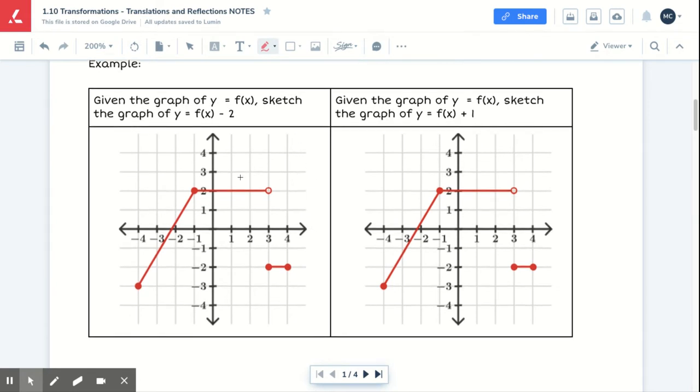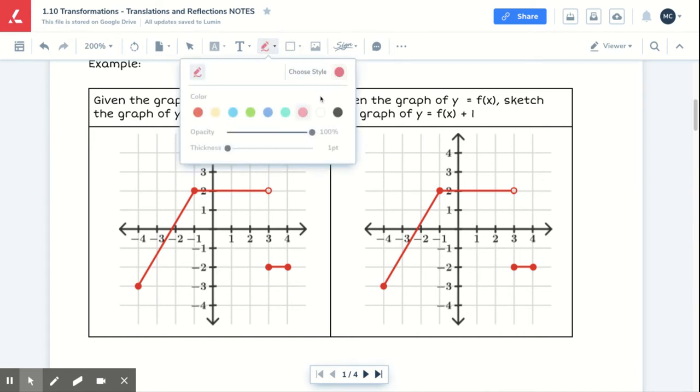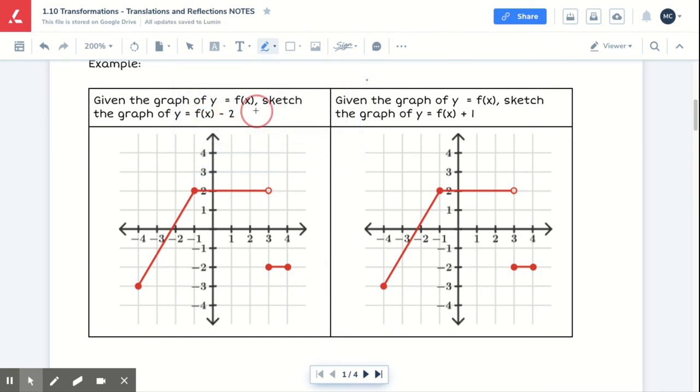So we have an example here. We've got the graph of y equals f of x down here below. So this is kind of a fun-looking function. And they want us to sketch the graph of y equals f of x minus 2. So the first thing I want to do is talk about what that looks like. Y equals f of x minus 2. That's just a shift vertically down 2 units.